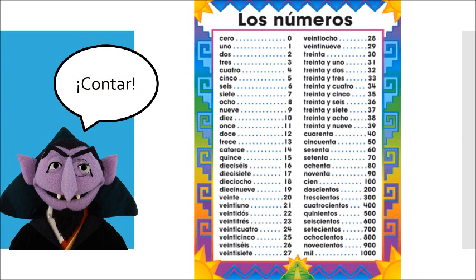And 20 is veinte. But once you get past 20, you start again, technically saying 20 plus 1, so veinte y uno. Then you start over again, veinte y dos, veinte y tres. Then when you go to 30, which is treinta, you're doing treinta y uno, treinta y dos. So you can see the pattern: 40, 50, 60, 70. Then you would say 80, and 85 is ochenta y cinco, and 100 is cien.